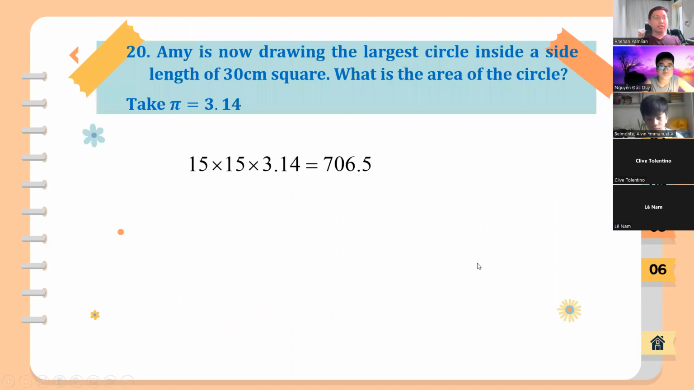Okay, we'll go with number 20. So in number 20, Amy is now drawing. And then can I read? Can you return to question 19?